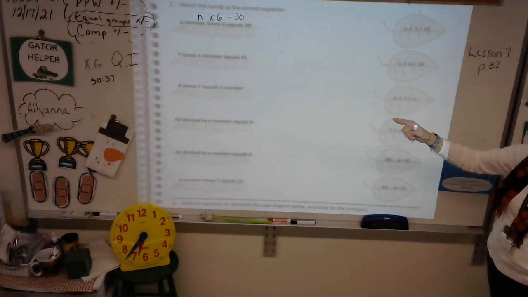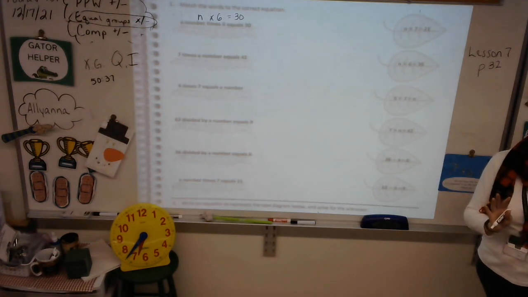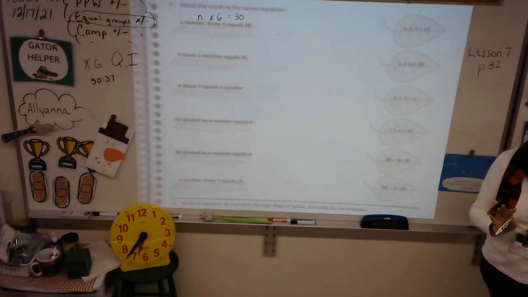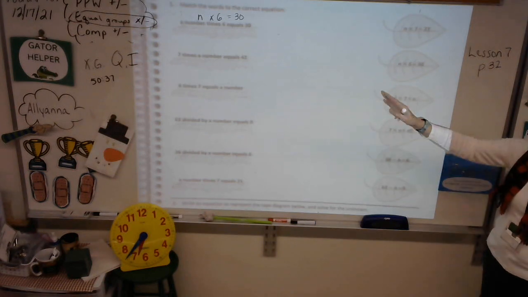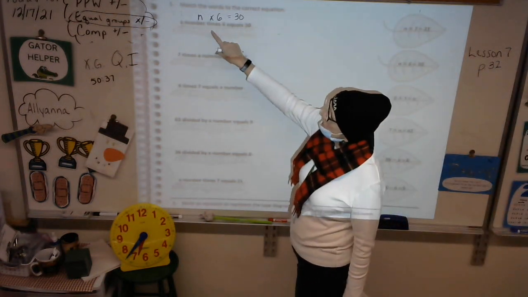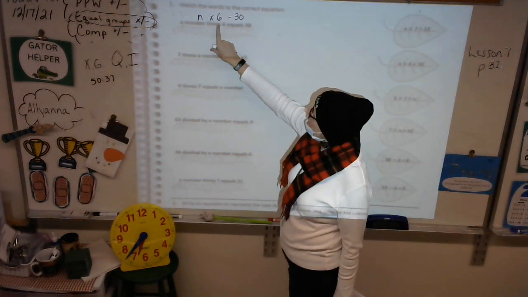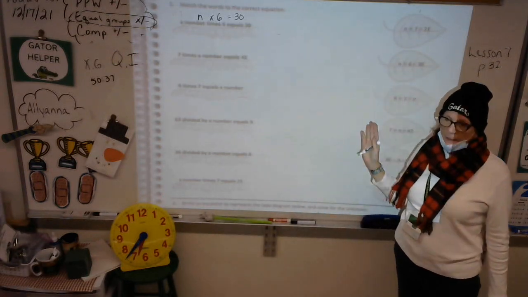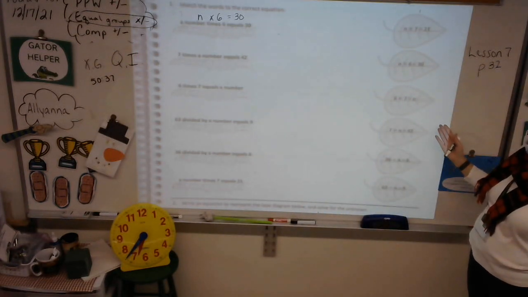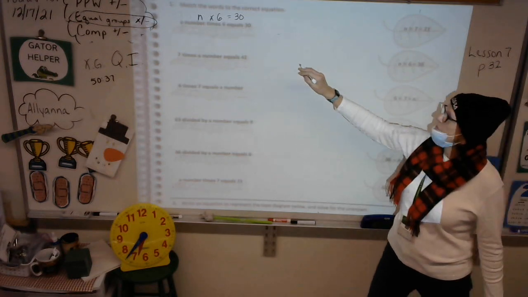Because there's only 1, 2, 3, 4, 5, 6, guess what? I'm going to let you draw the lines because there's 6 and not 10. So, we had a number times 6 equals 30. If we use n for our number, n times 6 equals 30, which leaf matches that? It's right here. Let's draw our matching line.